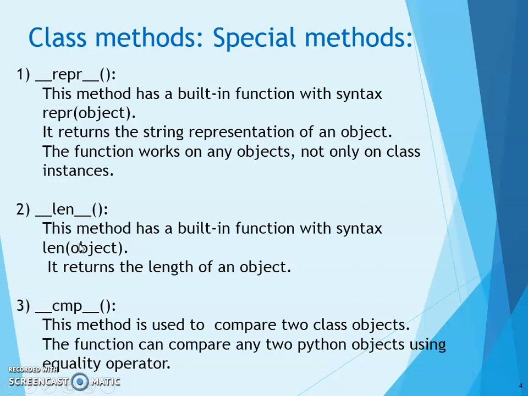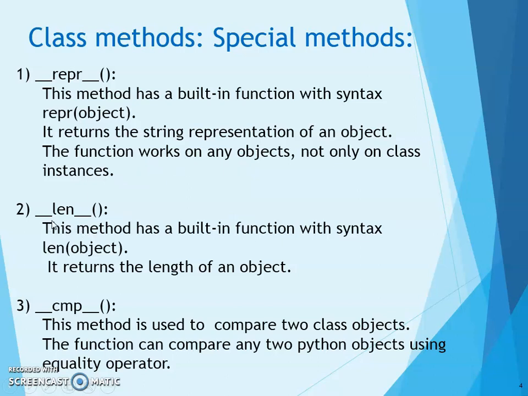Next, some of the special methods are there. We'll start with the first method, that is __repr__, which stands for representation. This method has an inbuilt function with the syntax repr(object). It returns a string representation of the object we are passing here. This function works on any object, not only on class instances, but also on any object.